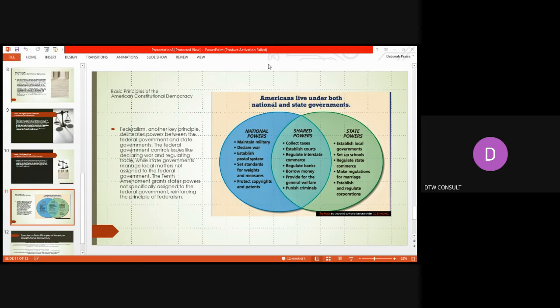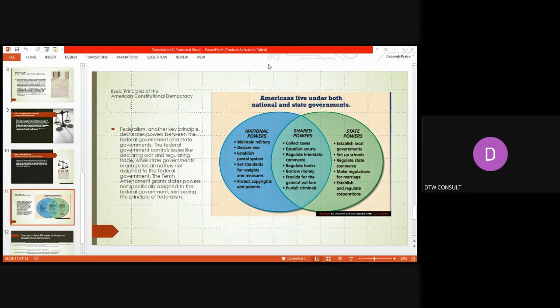So let me quickly round up by saying that in federalism, there is a division of power between federal government and state government. Federal government has supreme power over national matters. State government controls issues not assigned to the federal government. So every other issue that the Constitution did not assign to the federal government is controlled by the state government. All right? So the 10th Amendment grants state powers not specifically given to the federal government.